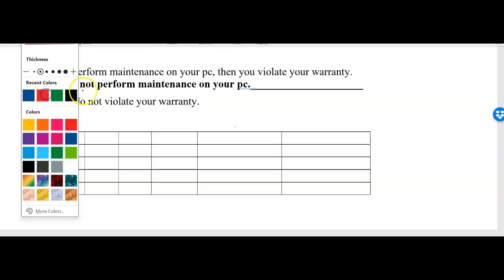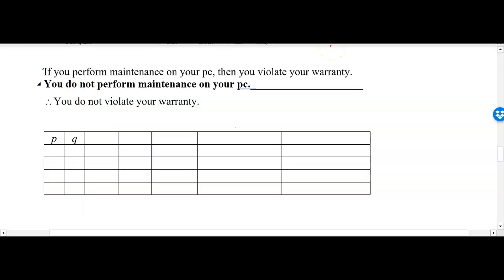All right, well, let's put this in symbols. If you perform maintenance, so this is going to be your P, and violating your warranty would be your Q. The first one is if P, then Q. You do not perform maintenance. That would be not P. Okay? Therefore, what are we saying? You do not violate the warranty, so therefore not Q.